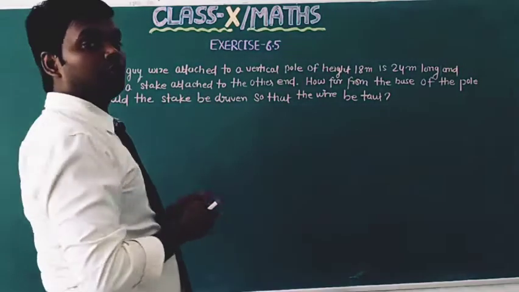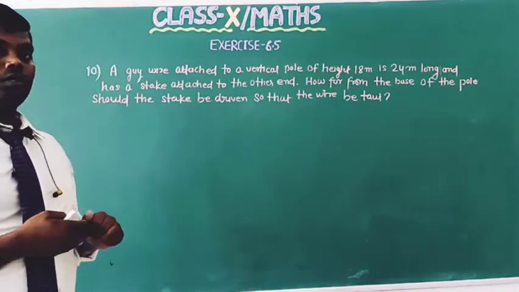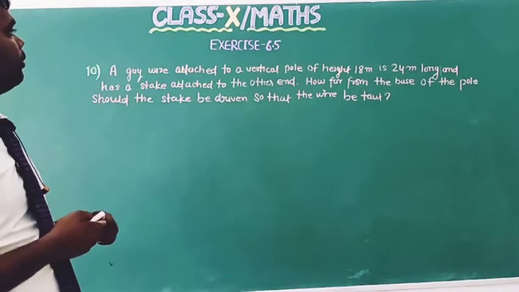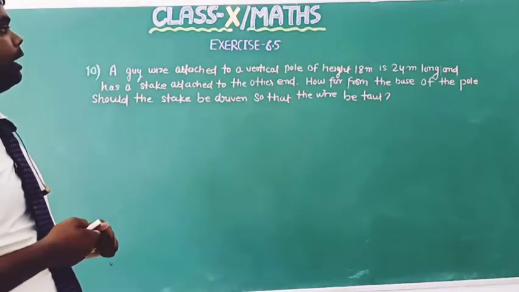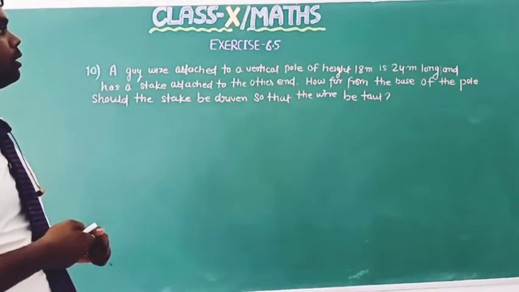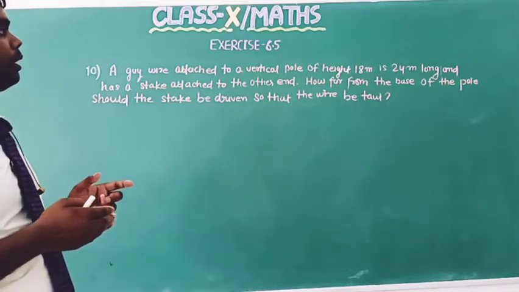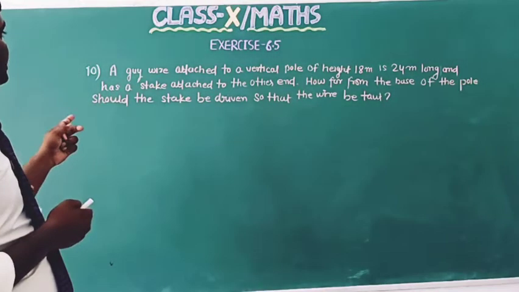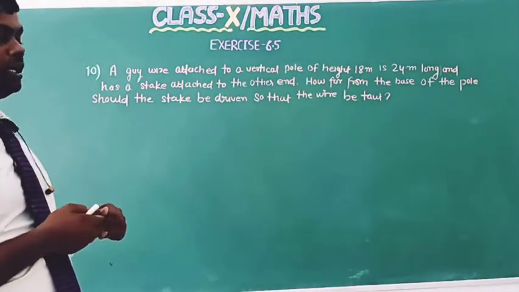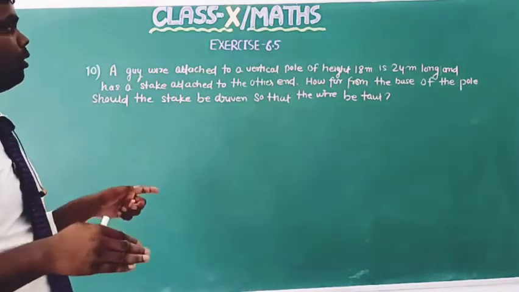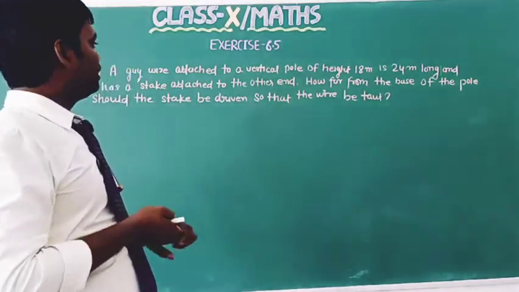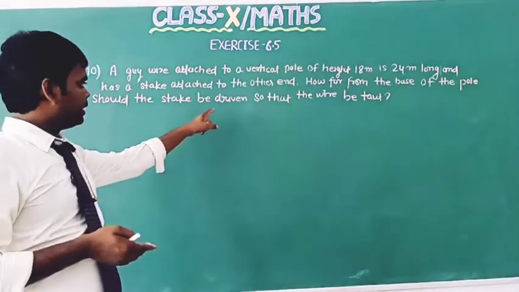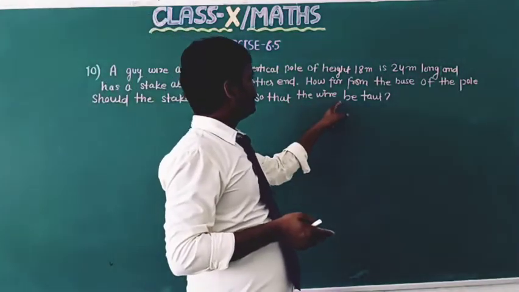Now move to question number 10. A guy wire attached to a vertical pole of height 18 meter is 24 meter long and has a stake attached to the other end. How far from the base of the pole should the stake be driven so that the wire will be taut?